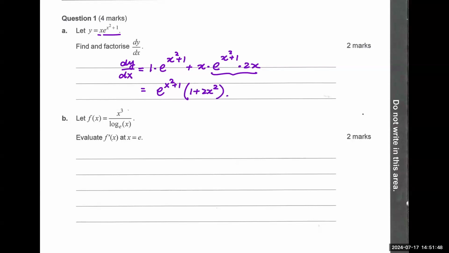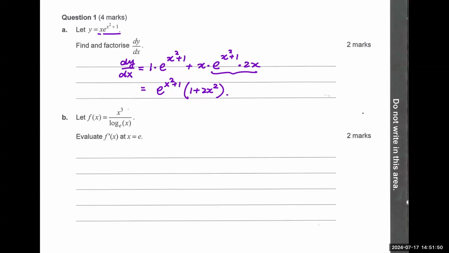Notice that there is another possibility to split out e to the power of 1. It could be e to the power of x squared times e times 1 plus 2x squared, something along this line, but I don't think that's necessary.